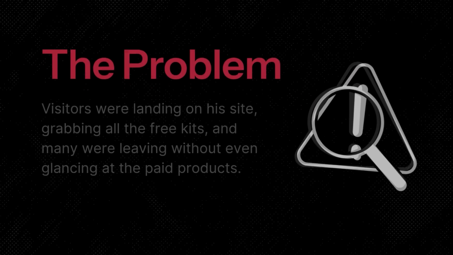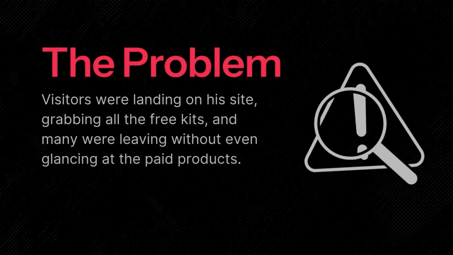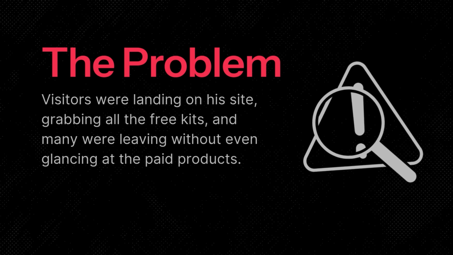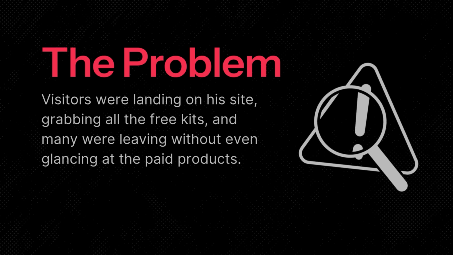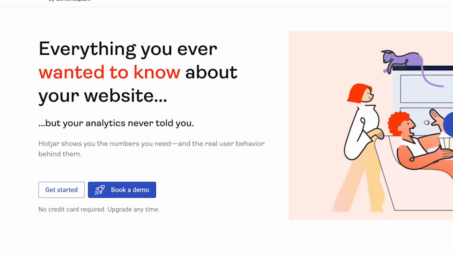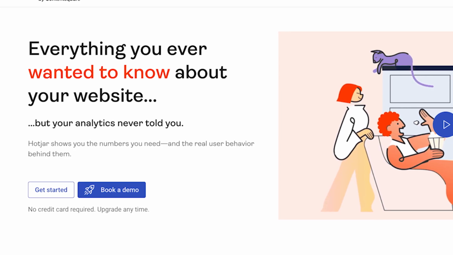When we dug into the data of the website, we saw there was a massive problem that we had to fix. Visitors were going onto the site, grabbing all the free kits, and many were leaving without even glancing at any of the paid products themselves. Now, the reason we knew that is because we installed a tool like Hotjar to track visitor behavior, and I'll be honest with you, it was almost funny to watch, as also it was kind of sad. There was no interaction, no browsing, no buying, just grabbing and leaving. Now, I'm not saying you can't give away things for free. It's just when you have too many free offers, that can cause a bit of an issue.